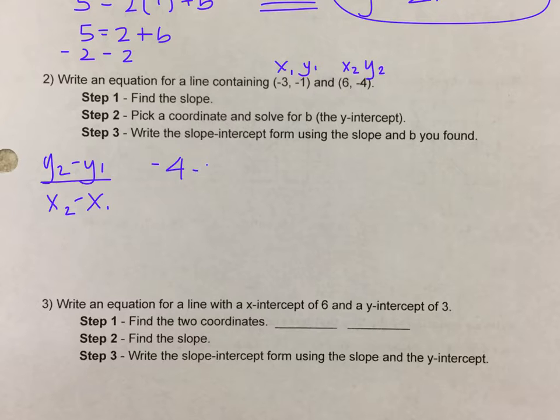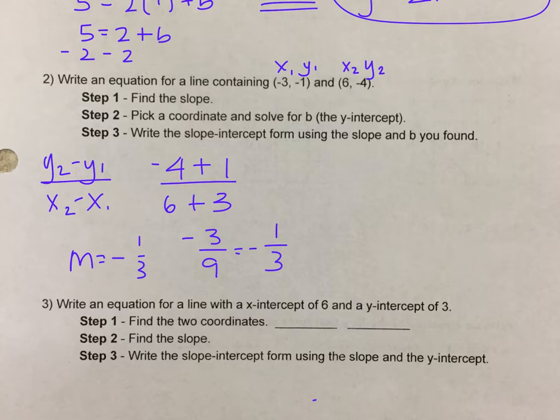-4 minus -1, which means that's really a plus. 2 negatives make a positive, over 6 minus -3. Again, 2 negatives make a positive. So I get -3 over 9, which reduces to -1/3. This is my slope. M equals -1/3.